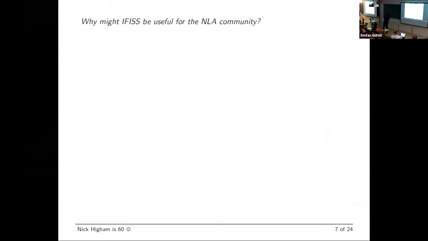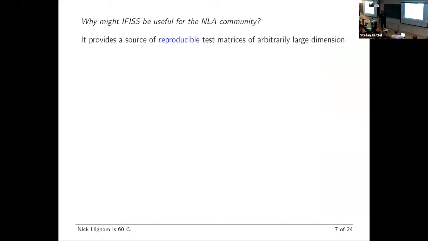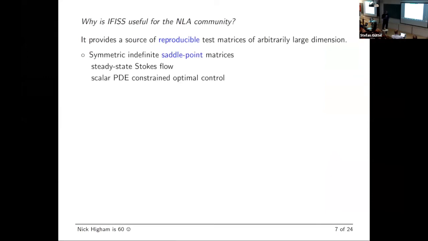So if you're doubting its utility, then let me ask this question: why might IFISS be useful to you out there? And this, I think, is the key answer. Why it's actually used is essentially as a source of reproducible test matrices in terms of the linear algebra community, not the PDE community here. So people use it in this community because they can generate test matrices and try out different algorithms. It's particularly good at certain categories of test matrices.